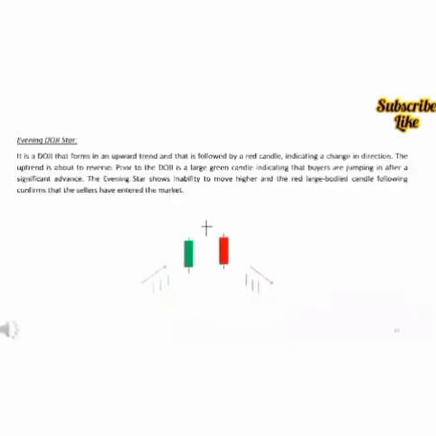Doji star. It is a Doji that forms in an upward trend, and that is followed by a red candle, indicating a change in direction. The uptrend is about to reverse. Prior to the Doji is a large green candle indicating that buyers are jumping in after a significant advance. The evening star shows inability to move higher, and the red large-bodied candle following confirms that the sellers have entered the market.